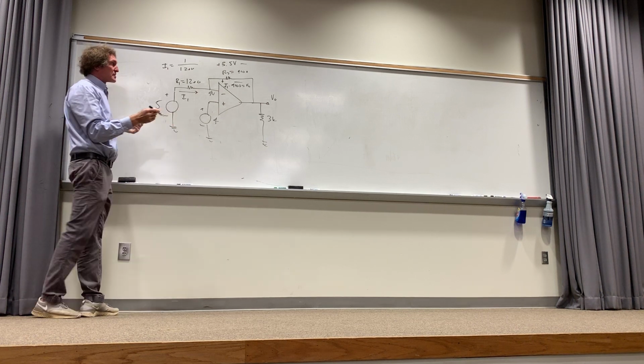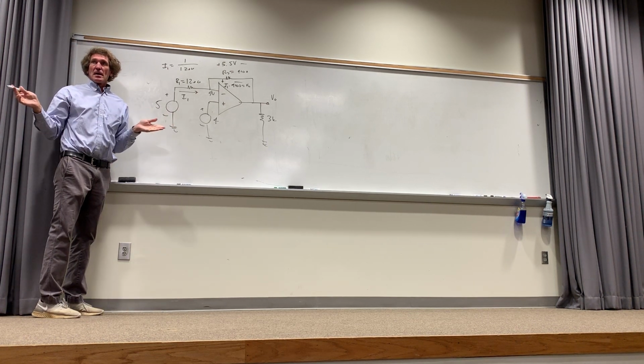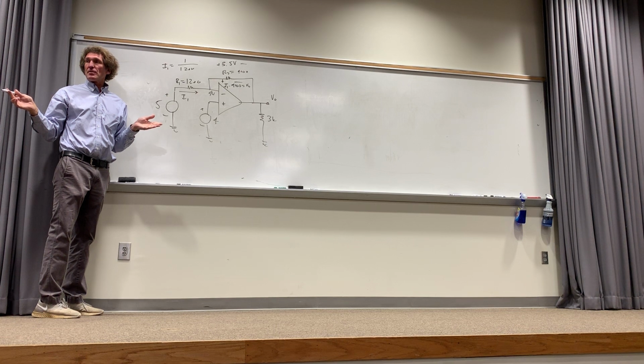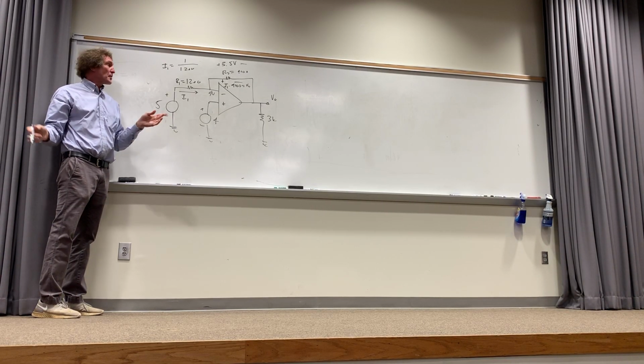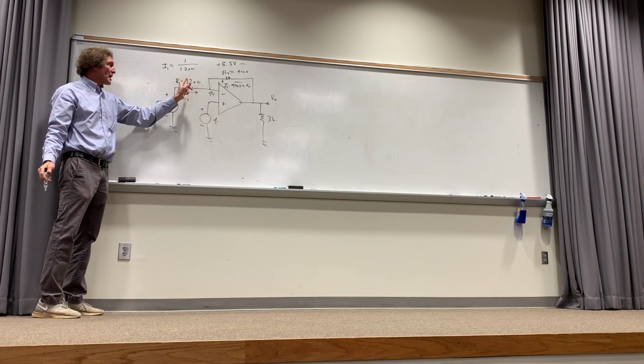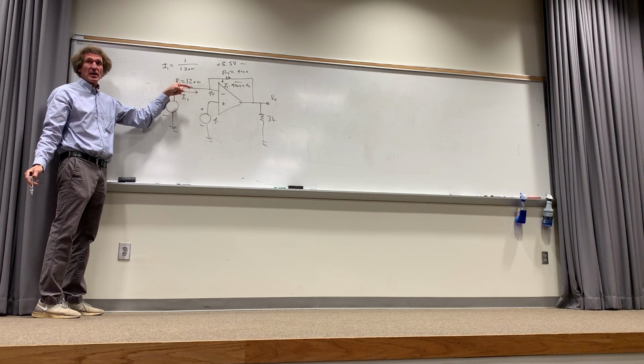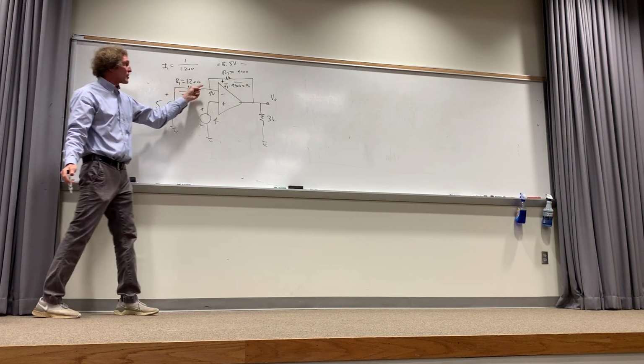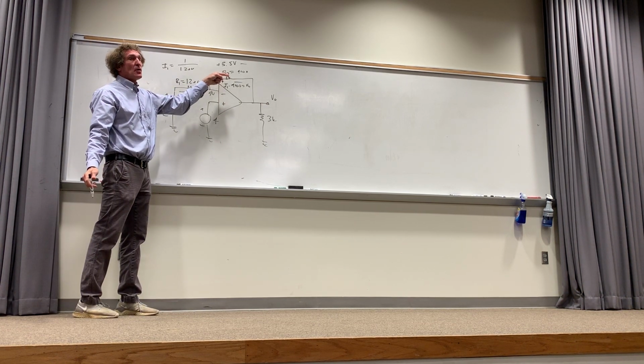Now please watch this. I want to get V out now. Everybody with me so far? You understand the reasoning, right? I'm simply getting the current through here, which is 5 minus 4, or 1 divided by 1200. That's the current, right? I use that current through here to get the voltage there, right?